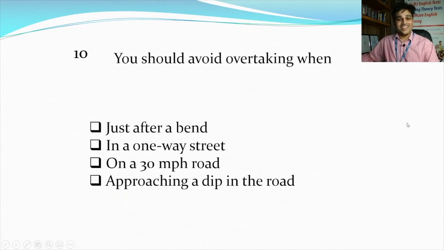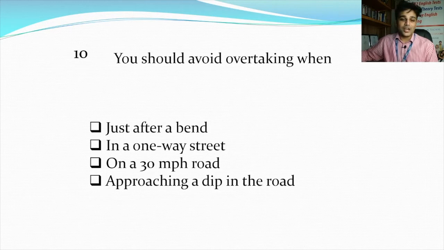All right, you should avoid overtaking when: just after a bend, in a one-way street, on a 30 mile per hour road, or approaching a dip in the road. You should avoid overtaking. Overtaking is when you go past the car. The correct answer is approaching a dip in the road.